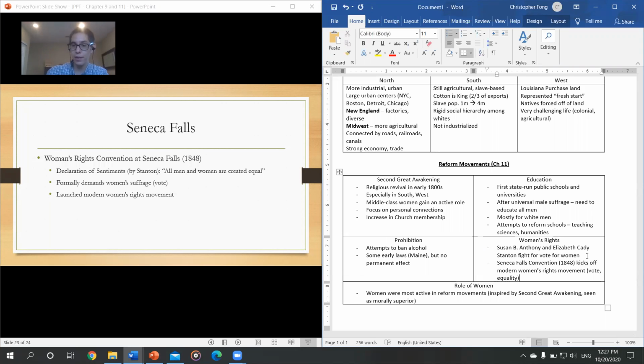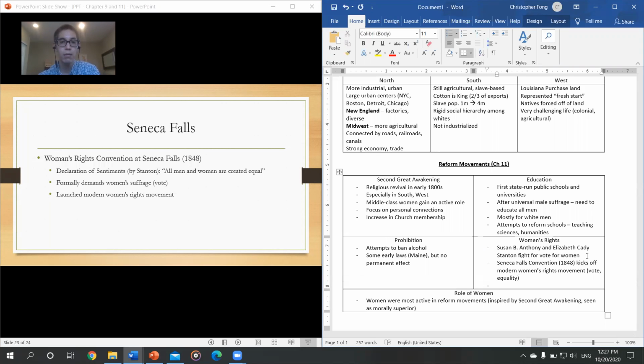So Susan B. Anthony, Elizabeth Cady Stanton, the Seneca Falls Convention, fighting for the vote and for equality. But I do need to add a super important clarification. This is only for white women. A lot of people recently have been uncovering some of the writings of Susan B. Anthony and Elizabeth Cady Stanton, and they were very adamant: only white women should get the vote. They were actually quite racist in their judgments of Black women, saying that they do not deserve the vote.